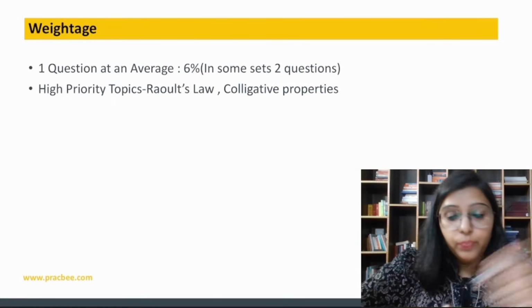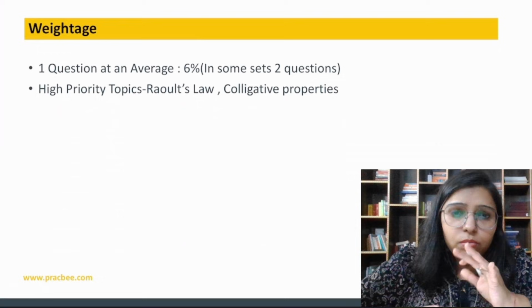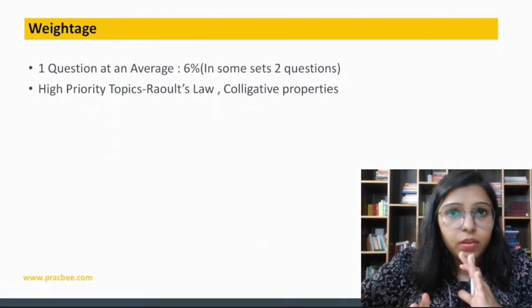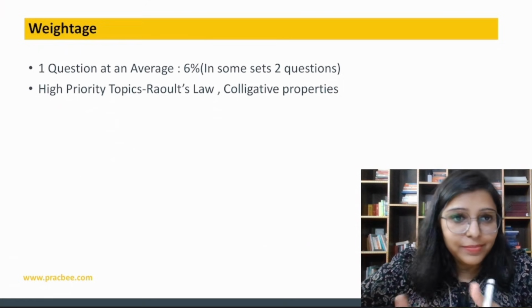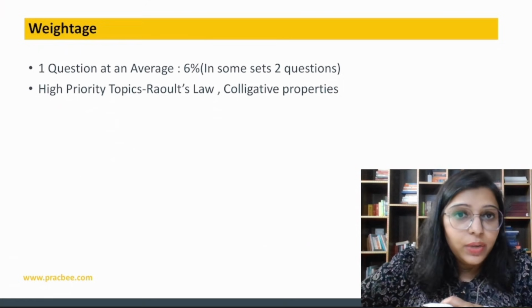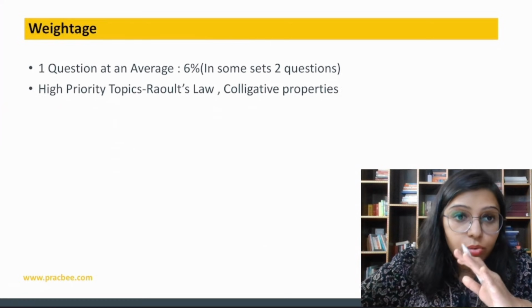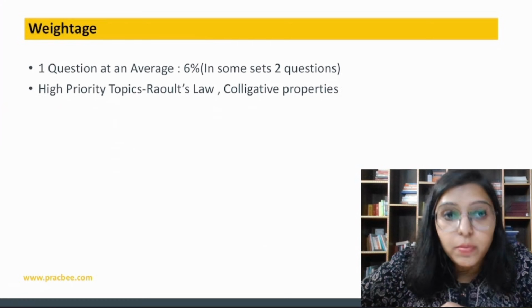Okay. Now, what is the weightage? So, weightage is around 6%. So, one question is going to come in sets, right? But in some sets we can have two questions also, right? So this topic is an important topic with respect to JEE Mains, and it's a very easy topic. You can score full marks if the question is going to be from liquid solution.